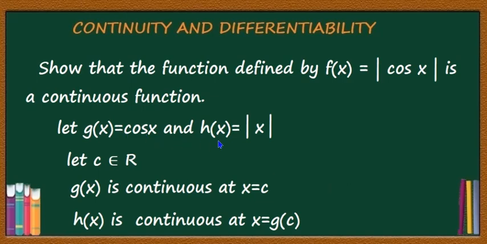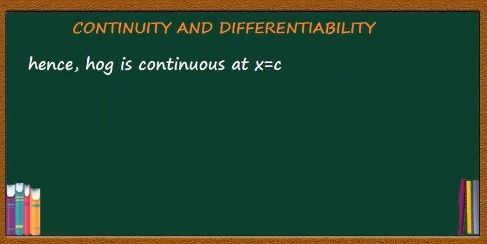Here h of x is continuous everywhere, and g of c is a real number. h of x is continuous at x equal to g of c also. Here h of x is continuous at c also, but we will take it at x equal to g of c, because to apply the concept of continuity of composite function, this is the condition. That's why we have taken h of x is continuous at x equal to g of c. Hence h composite g is continuous at x equal to c.